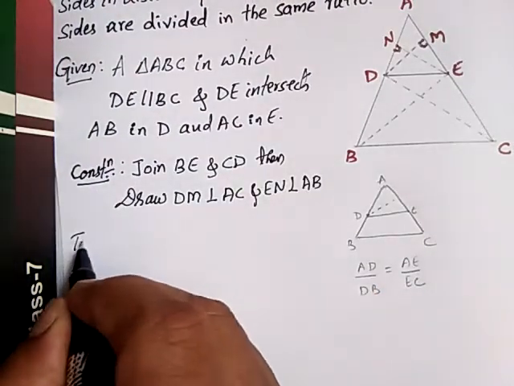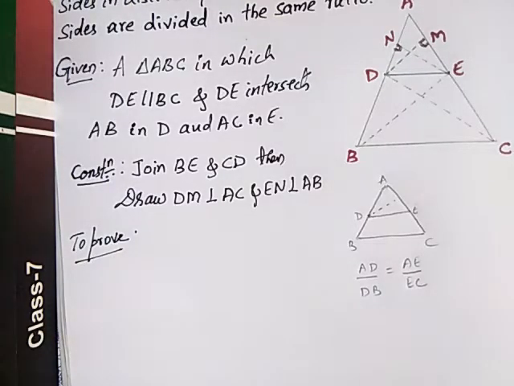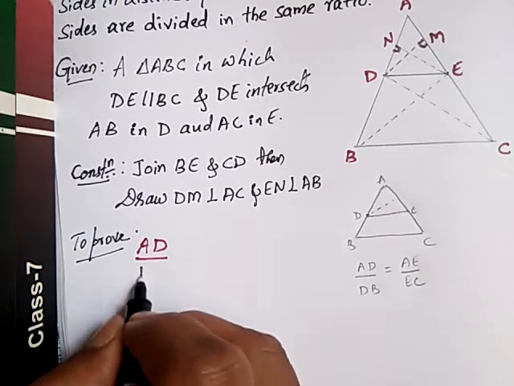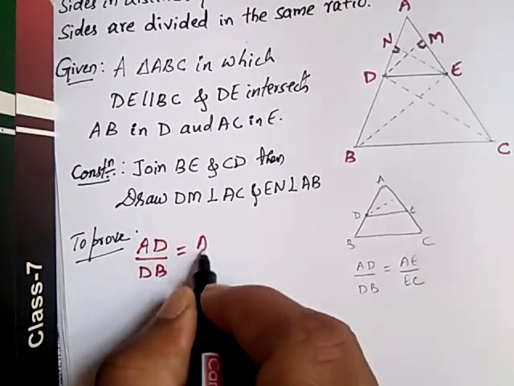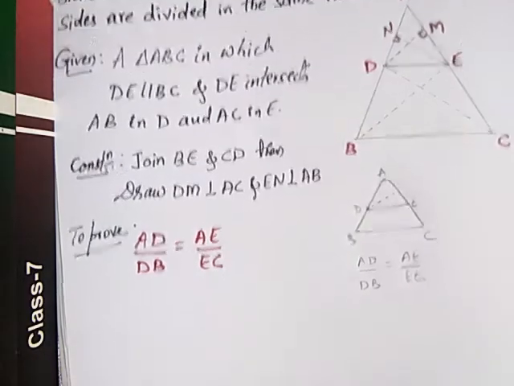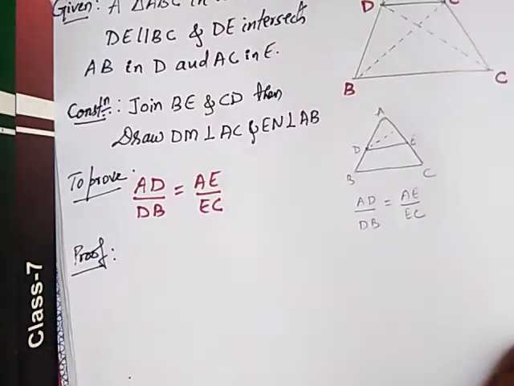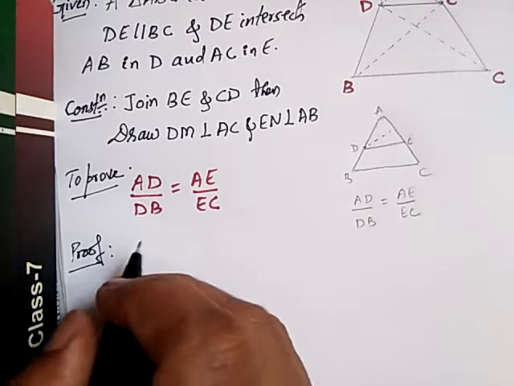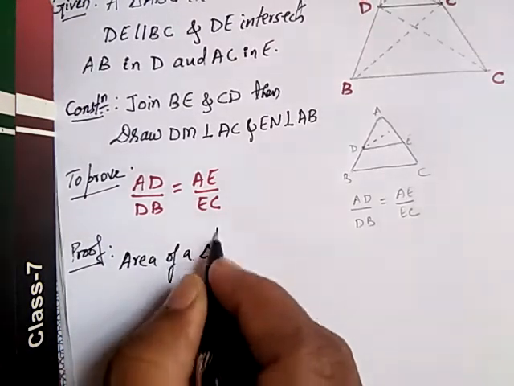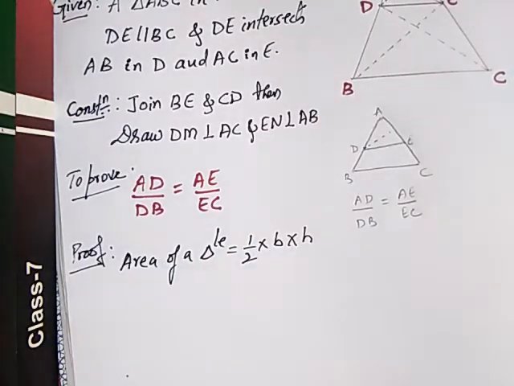Now what we need to prove. To prove, the important thing, just remember: AD divided by DB is equal to AE divided by EC, you can write. So you already know the area of the triangle. What is the area of a triangle? Area of a triangle is equal to half into base into height, you know, correct?